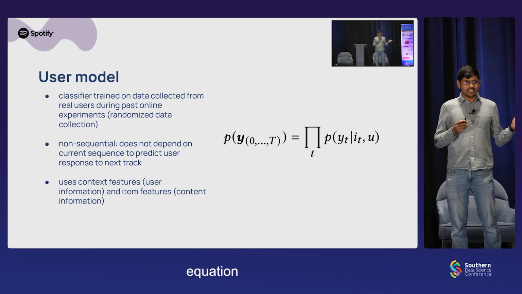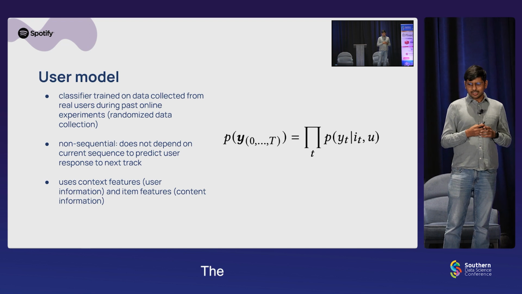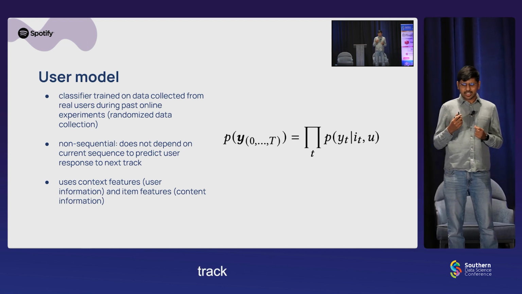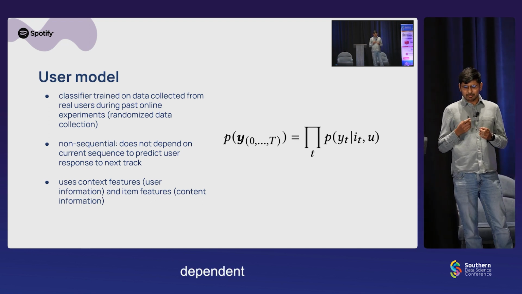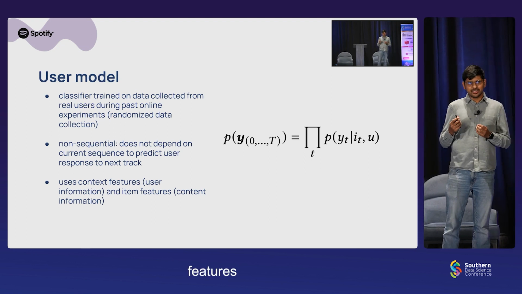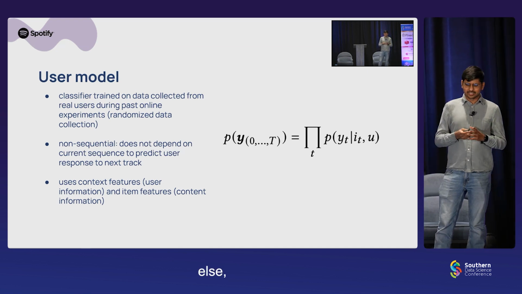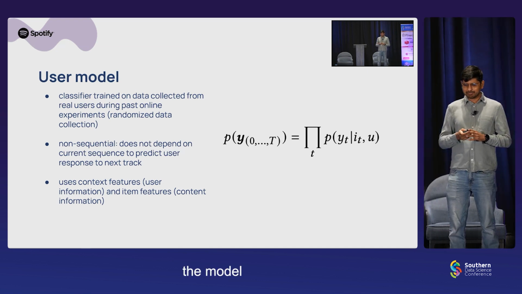So the mathematical equation on the left side represents what I'm talking about. The prediction for a given track Y is dependent on the item features for that track T and the user features for the user U. It does not rely on anything else. So we have the user model.